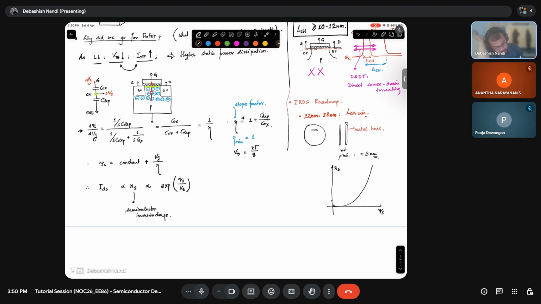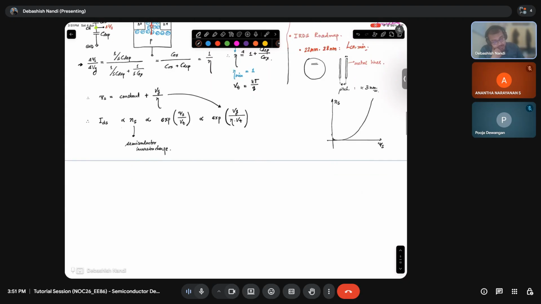Now, can I write this as exponential of Vg divided by eta Vt from this relation? I can write that, right? Yes, sir.